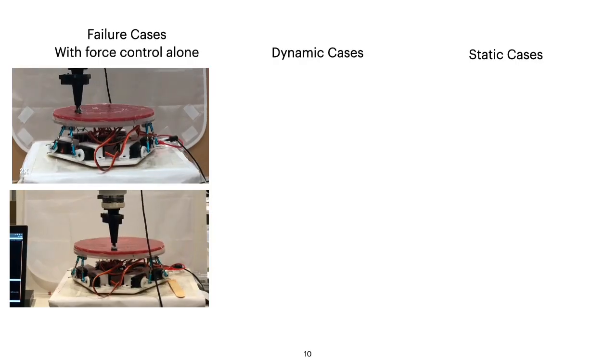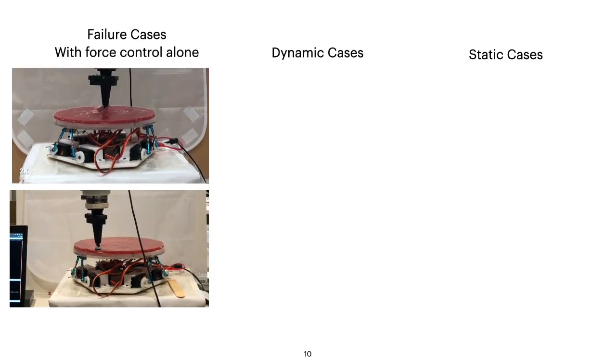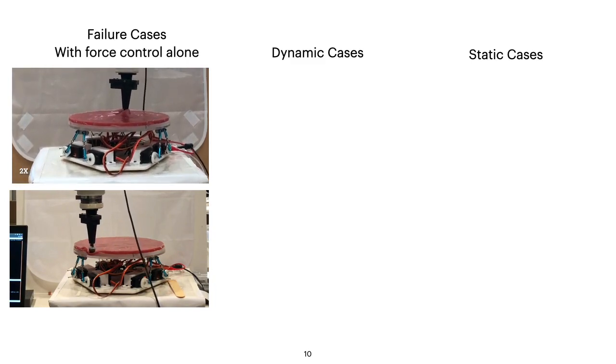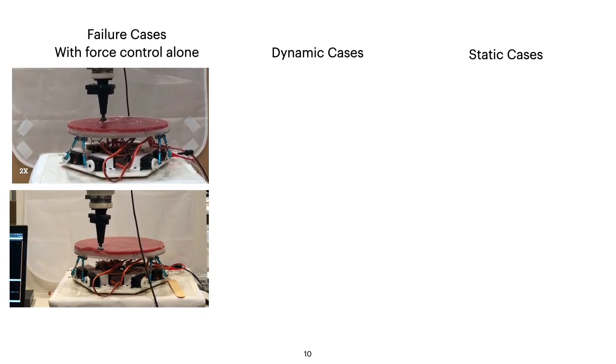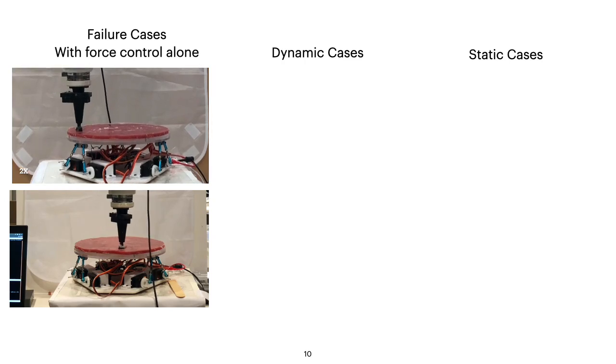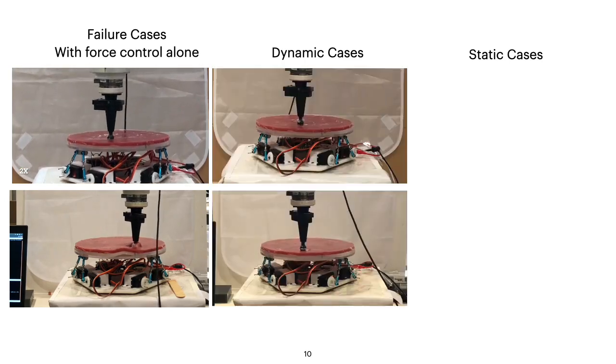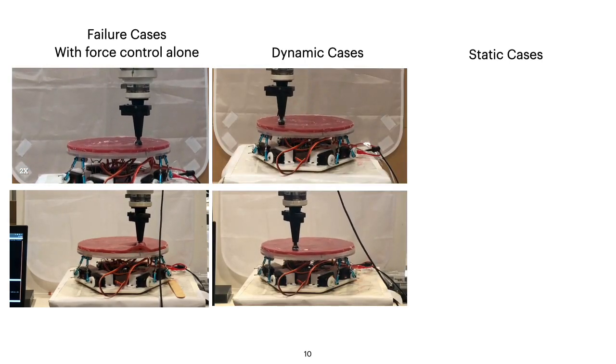These are some videos of the results. The failure cases are when you do not compensate for the friction and normal forces. Due to that, it builds up error and eventually fails. Other examples show successful cases for the dynamic and static environments.